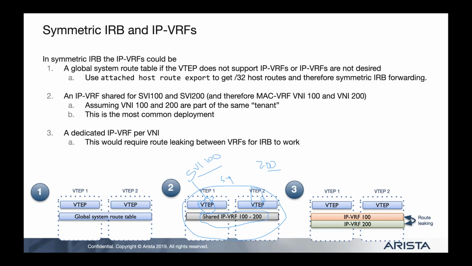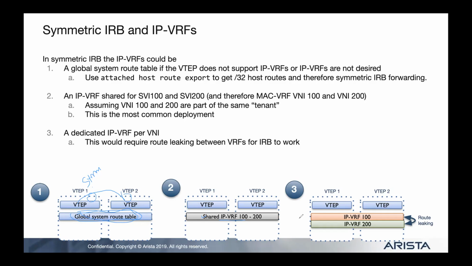One way we did was having a common IP VRF through which we can communicate between the two SVIs. What if your router or VTEP switch does not support IP VRF? Then you can also use the global default VRF or routing table to achieve the same symmetric IRB. It's not mandatory to use an IP VRF to communicate between two SVIs in symmetric IRB. That is also possible.